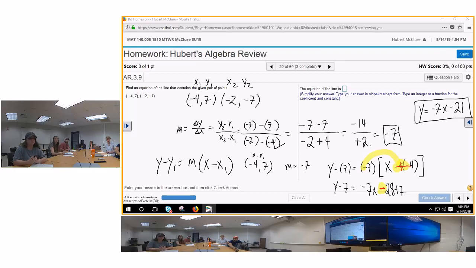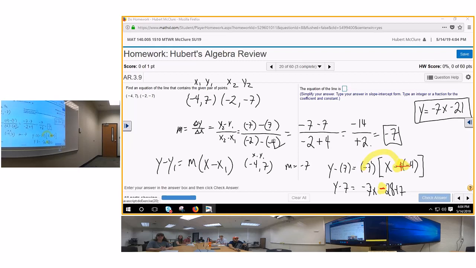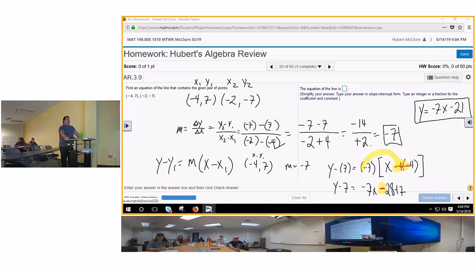That's one of those cases where you do 90% of the problem right, and you get 100% of the problem wrong because of the 10% that you just screwed up. Okay?